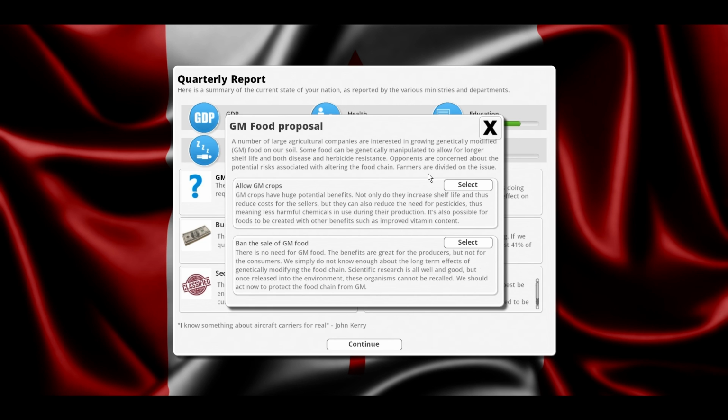Some food can be genetically manipulated to allow for a longer shelf life and both disease and herbicide resistance. Opponents are concerned about the potential risks associated with altering the food chain.